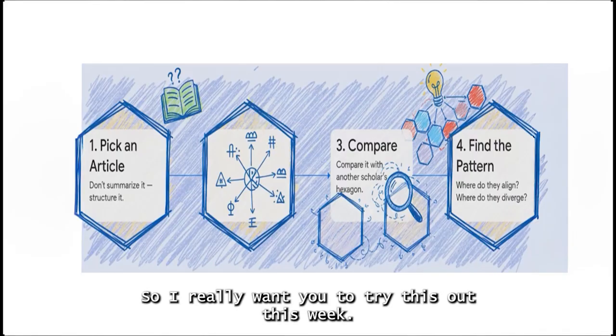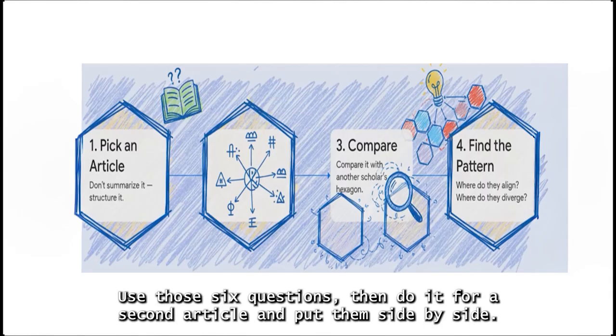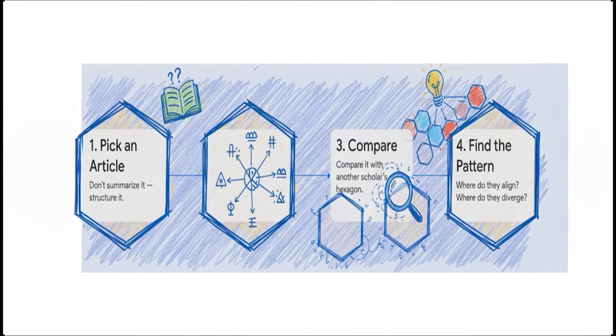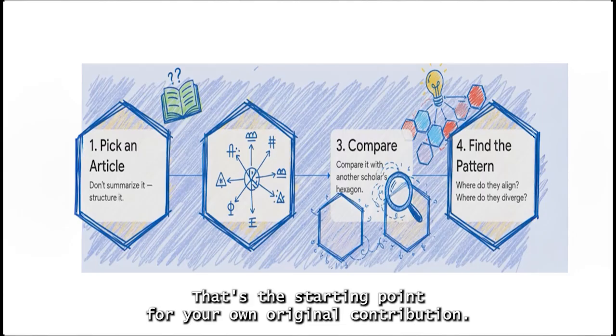So I really want you to try this out. This week, just pick one article, and don't you dare summarize it. Structure it. Use those 6 questions. Then do it for a second article and put them side by side. Those points where they connect or where they clash, that's it. That's the starting point for your own original contribution.